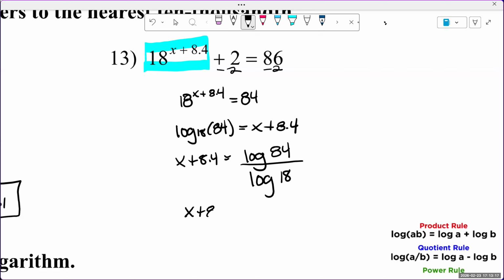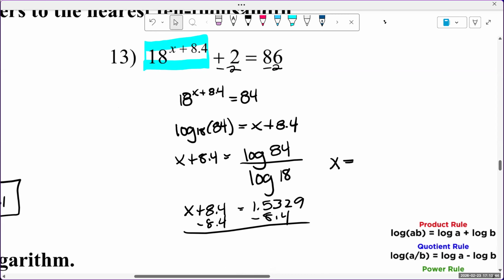X plus 8.4 is equal to 1.5329. Subtract 8.4. So we get x is equal to, round to the 10,000ths, negative 6.8670.